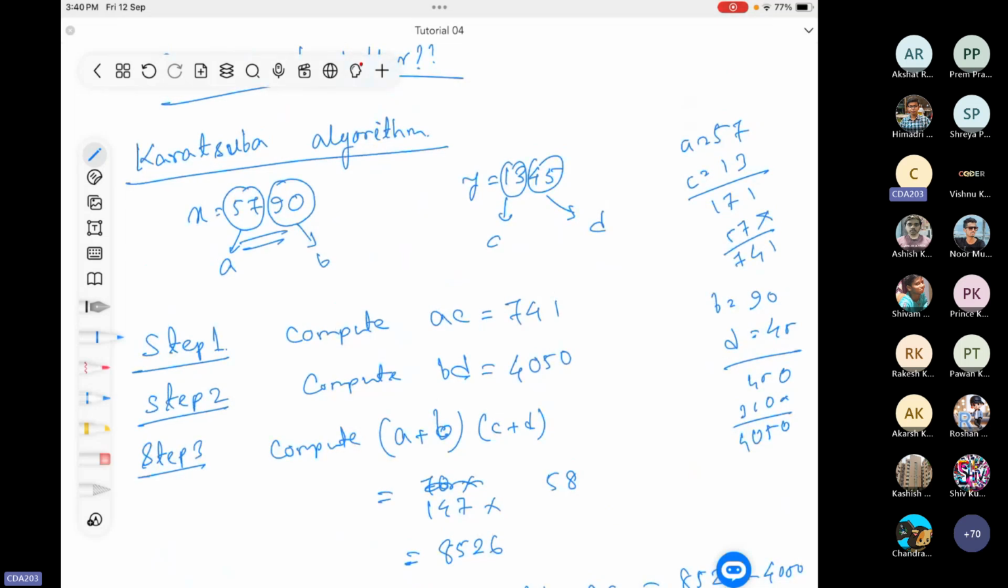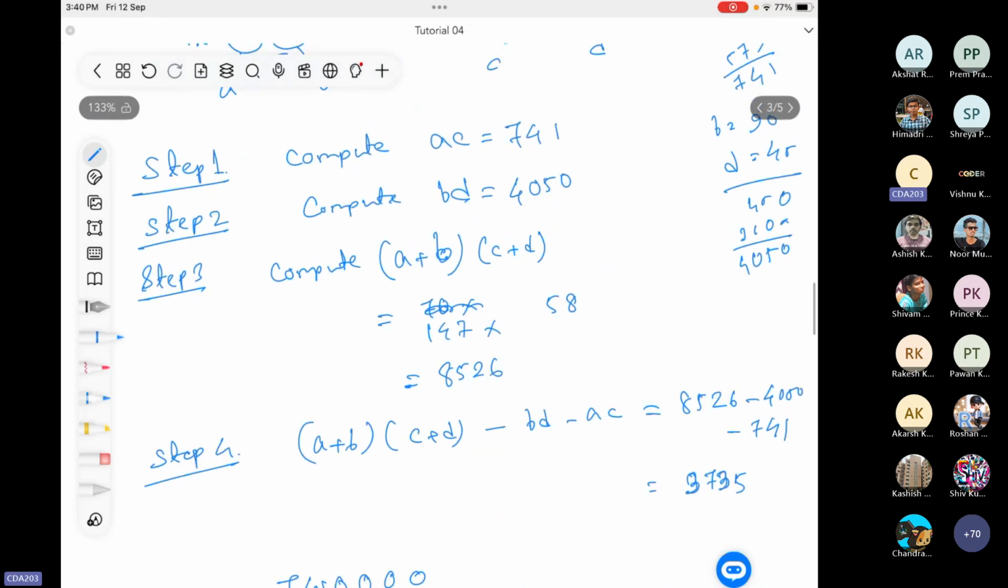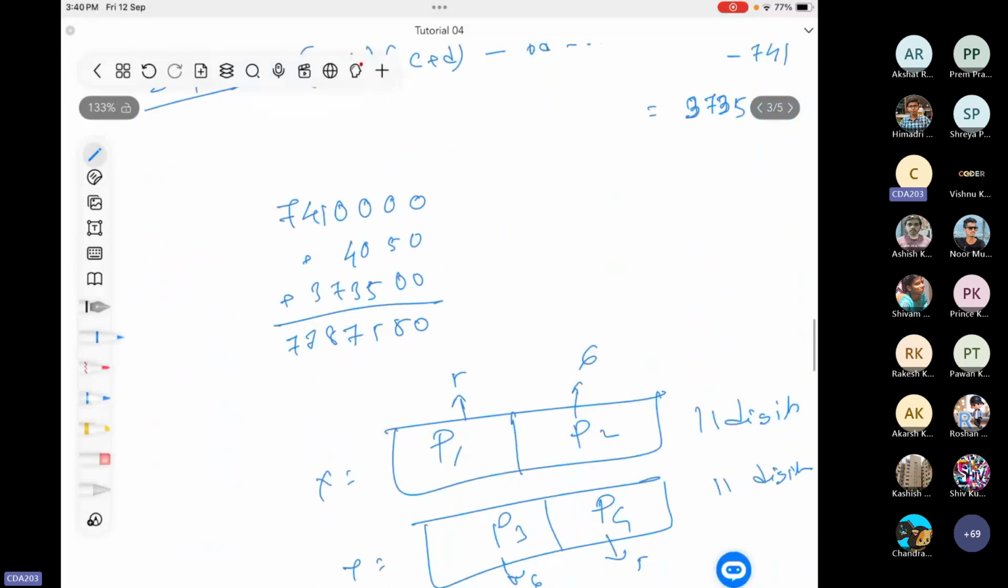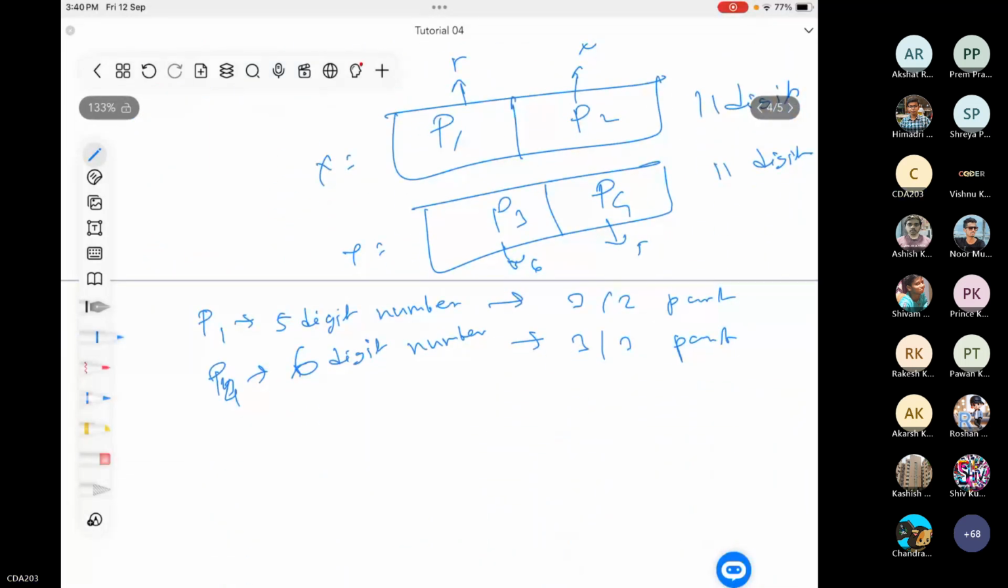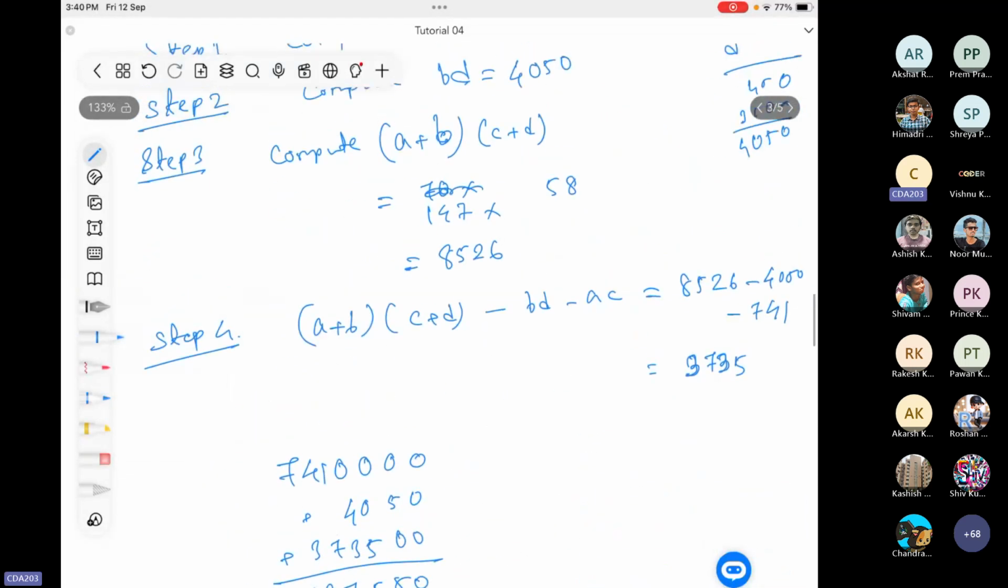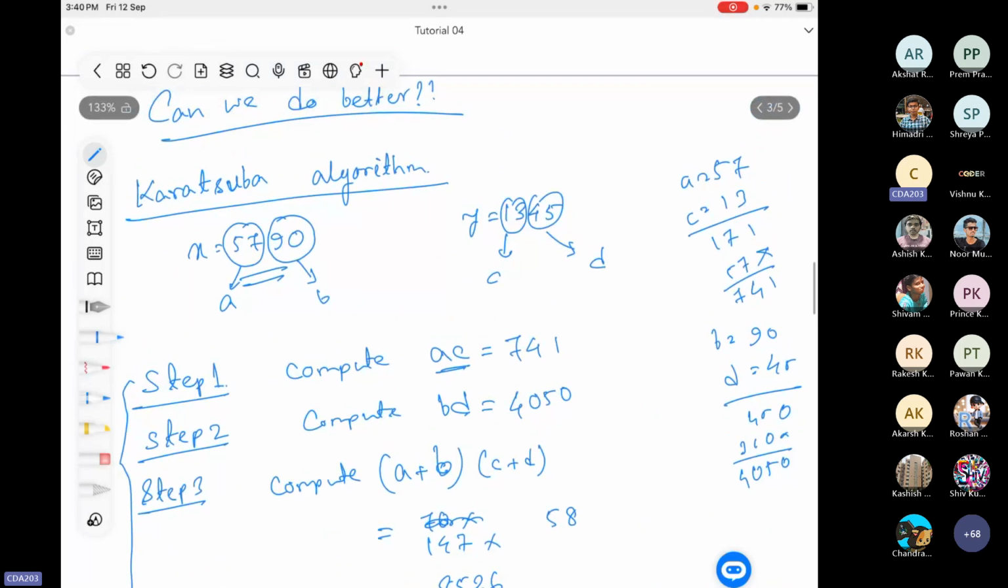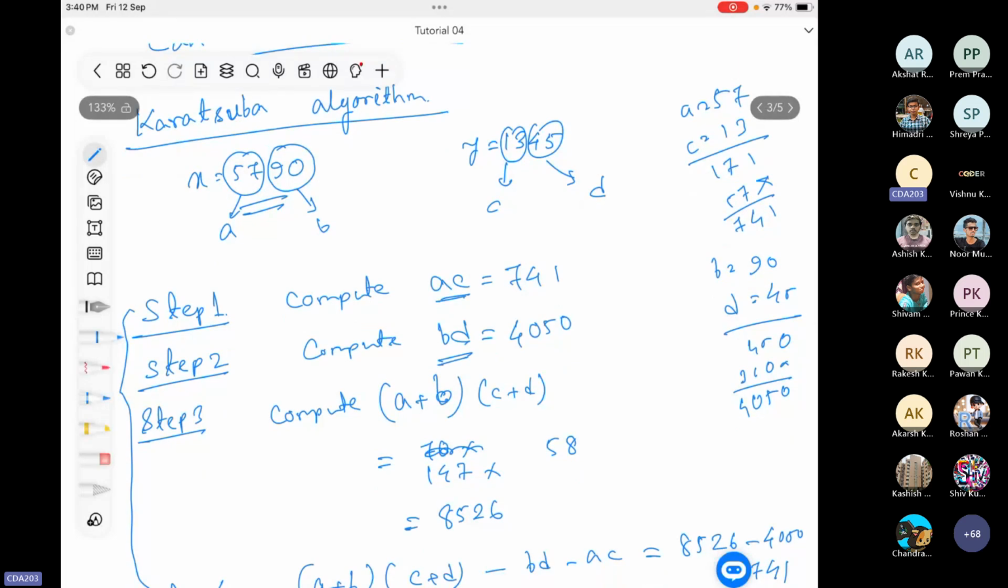We break these numbers into halves, half of the size, n by 2-digit numbers. Then if you see, we are applying these steps for that algorithm. Step 1 is computing A and C. Now both A and C are in this case 2-digit numbers, but if you think about n-digit numbers, this would be n by 2-digit numbers, right? Similarly, we compute B and D.